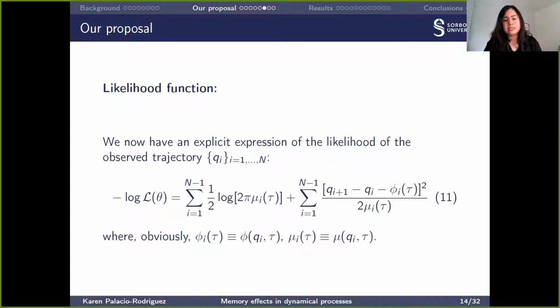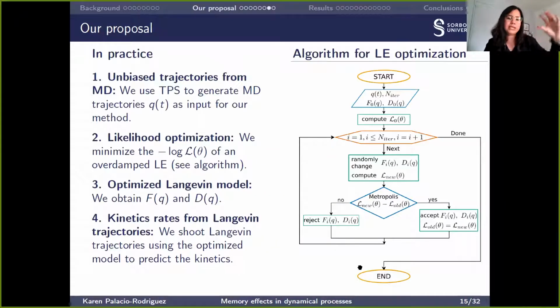So this expression is the one that we want to optimize by maximizing the likelihood, or what is the same, minimizing the log likelihood. So to recap, we have the input trajectories, and we can maximize the likelihood function, whose mathematical expression we now know.